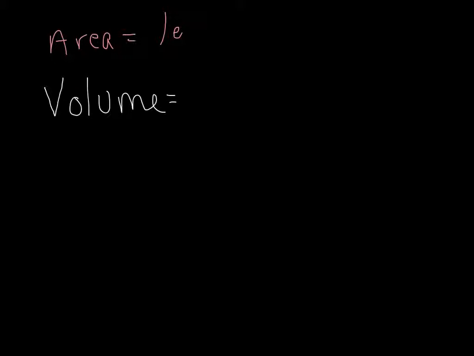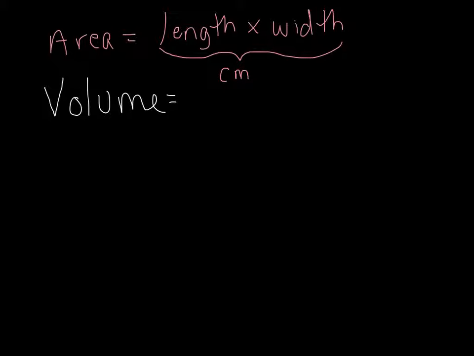So we talked about how to find area and volume of cubic things, so now we're going to talk about how to find it of a cylinder. So we know that area is length times width, and that is a square centimeter, or a square measurement, because we're multiplying two numbers together. So that's length and width, two-dimensional.